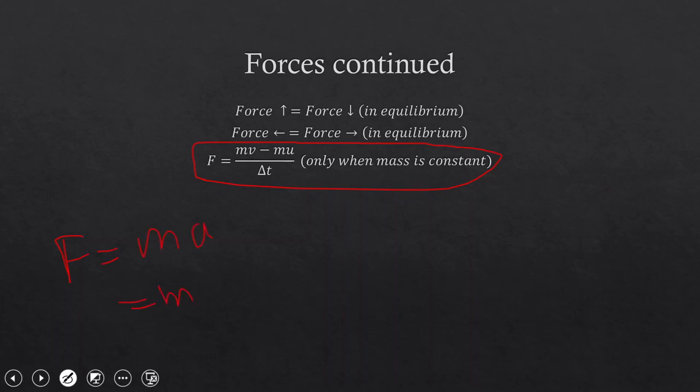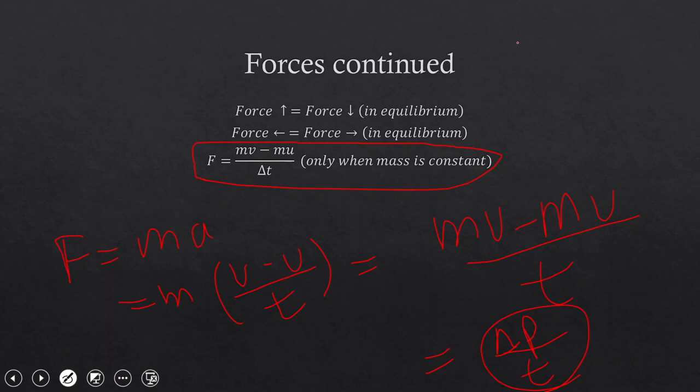Acceleration is nothing but (v - u)/t, which can then be written as (mv - mu)/t, which is nothing but Δp/t. So we get force is equal to the change in momentum per unit time, or by the time taken. And therefore we get one more unit, which is impulse. Ft = Δp.